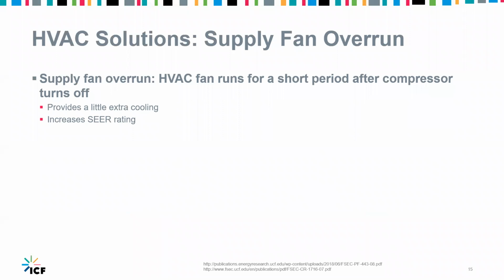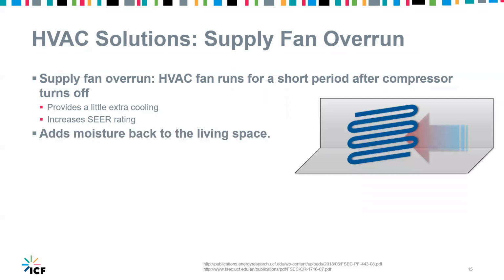So the next solution is something called supply fan overrun. This is a feature of air conditioners that supplies a little bit of extra cooling and it actually increases a product's SEER rating. So overall, that sounds like a great thing. But one drawback is that it actually adds moisture back into the living space that otherwise would have been removed. So let me explain how this works.